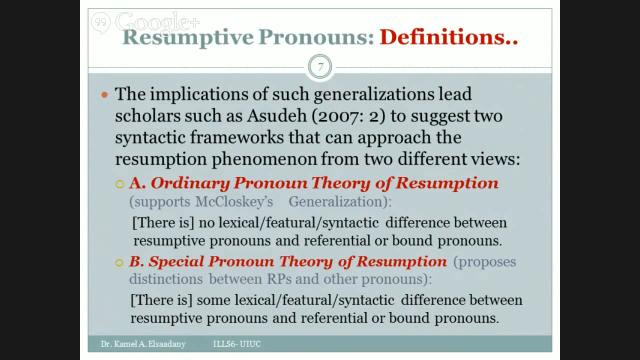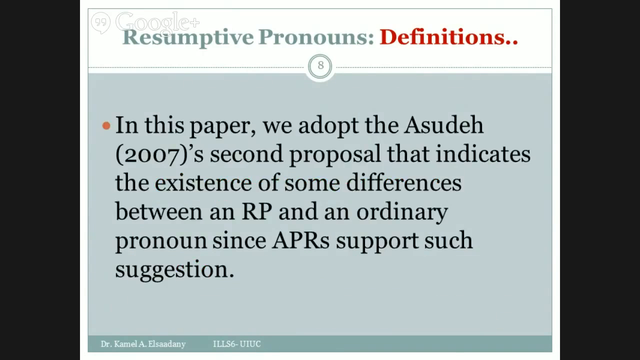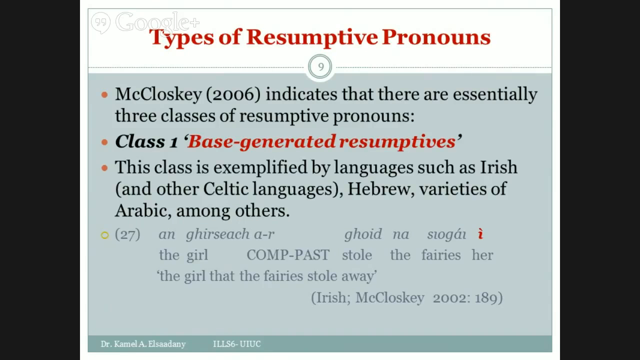Here it proposes a distinction between RPs and other pronouns. If we take this option, there is some lexical, featural, syntactic difference between resumptive pronouns and referential or bound pronouns. Here, we will adopt the second option, and we will also build this particular theory about ordinary pronouns, as we just said. Then what are the different types of resumptive pronouns that we might have? Here we have certain classes that McCloskey defines.